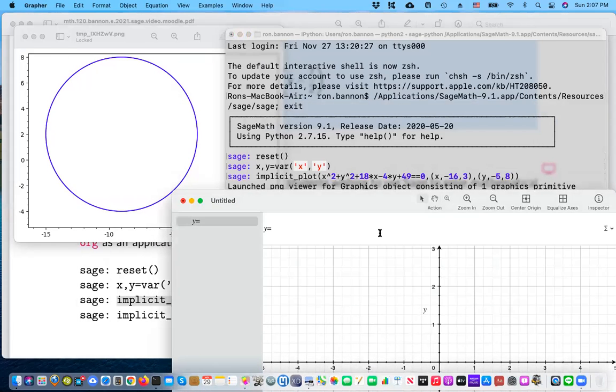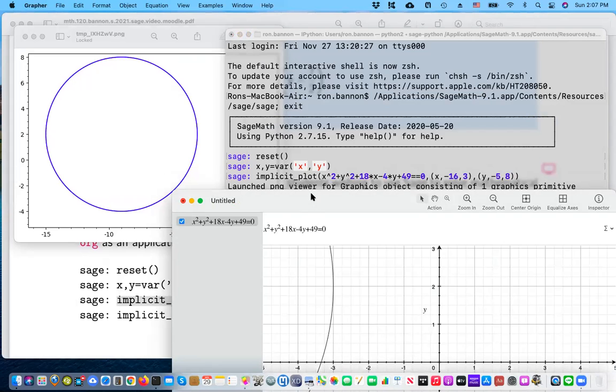So I'm going to graph this using commercial software now. This is a program called Grapher. And to me, it's one of the better applications for graphing. It's really great. A lot of different things you could do in this. So x squared plus y squared plus 18x, I'm really graphing the same picture, by the way, minus 4y plus 49 equals 0.